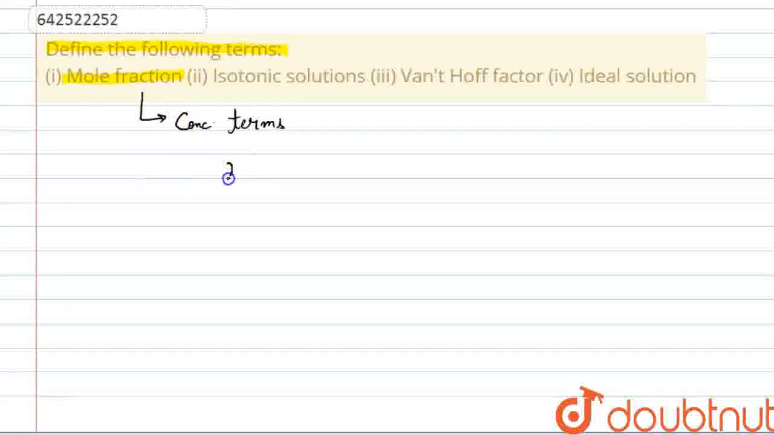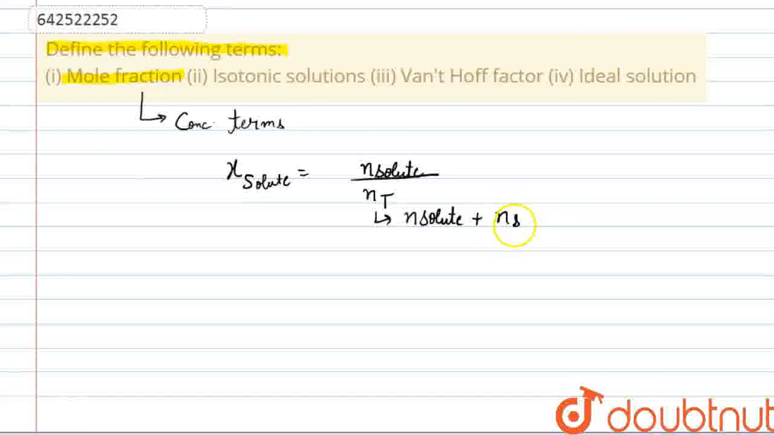Now what is mole fraction? This is represented by the symbol chi, and we measure the mole fraction of solute or solvent. Now if we write the mole fraction of solute, basically it is the ratio of number of moles of solute to the total number of moles in the solution. We can write this total number of moles as number of moles of solute plus number of moles of solvent.